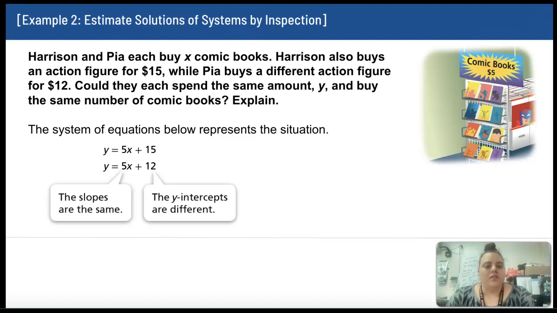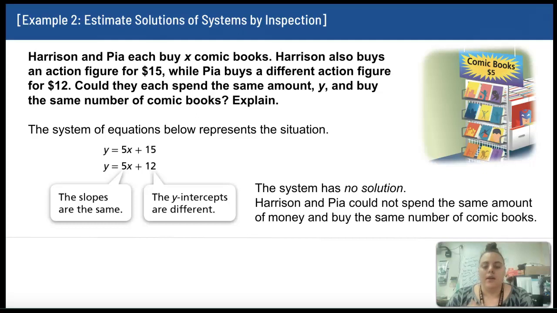When we look at the equations, the slopes are the same, 5x and 5x. However, the y-intercepts are different, 15 and 12. Because of this, there is no solution. So Harrison and Pia cannot spend the same amount of money and buy the same number of comic books.